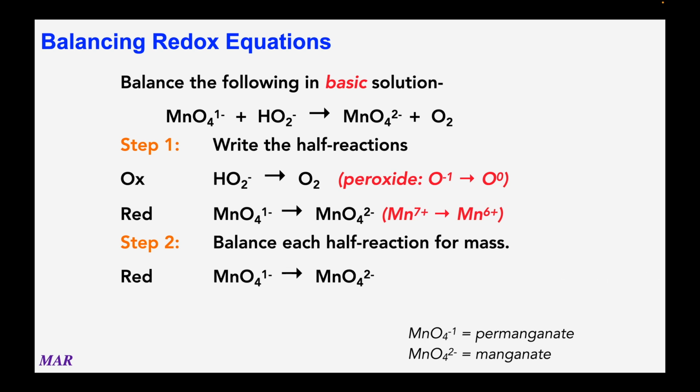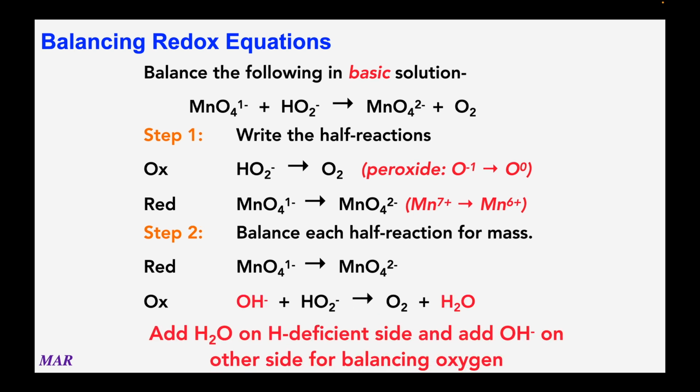Next up, balance each half reaction for mass. The manganese is great. 1 manganese and 4 oxygens on both sides, no problem. But the other one is not balanced. For example, the reactant has an H in HO2 minus 1, and oxygen, of course, has no H. So what you want to do is add water to the hydrogen deficient side. There's like 2 hydrogens per oxygen. And then you want to add hydroxide to the opposite side. So at the end of the day, when you balance this one out, you'll end up with 1 water on the product side and 1 hydroxide on the reactant side.